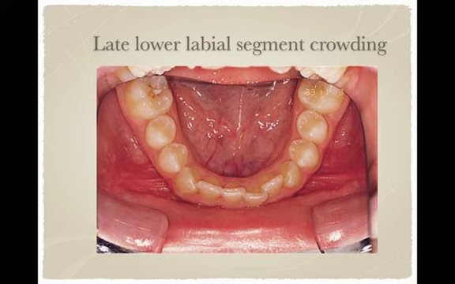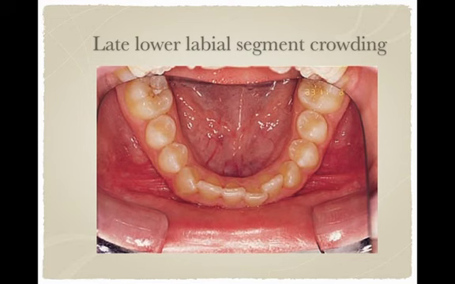Now you're going to come across late lower labial segment crowding quite often. So what does that mean? A patient who is 13 will have a well-aligned lower arch. Then all of a sudden, before he hits 20 years old, the lower arch starts to become crowded. Usually it's a mild crowding, rarely moderate, like the one seen here in the photograph.